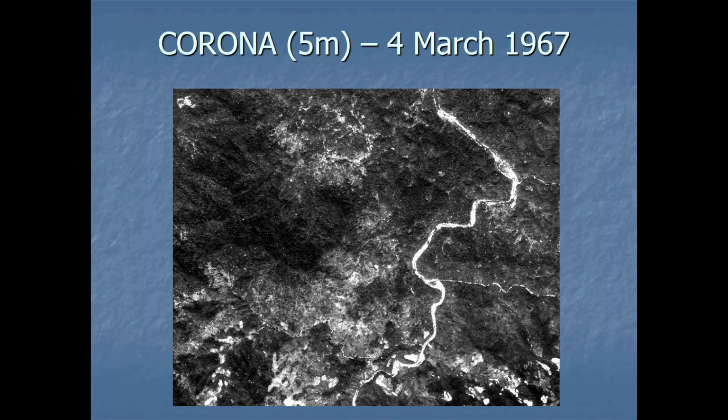This is a Corona image, 5-meter resolution. This would be an image that you would purchase, and it is a historical image from 1967. This might be used in a project that was analyzing the river dynamics and the hydrology of this particular area. It could also be used for urban expansion to assess land cover.